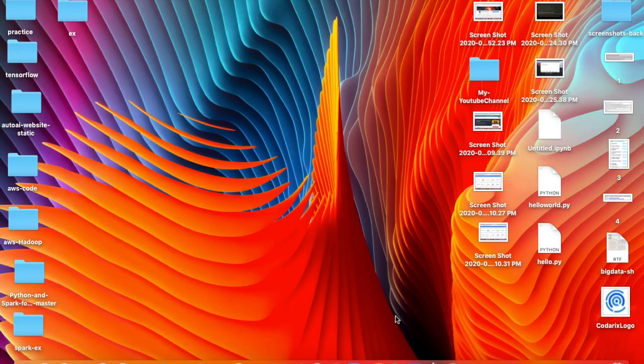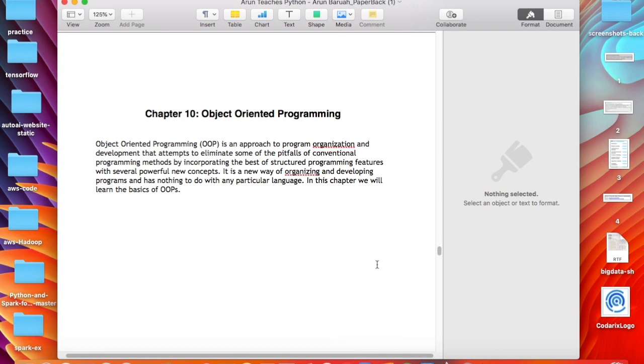Today we will start a new chapter, Object Oriented Programming System. Okay, this will be a theory session and I will directly explain from my book. This is the e-copy of my book, Object Oriented Programming System. Okay, now what is Object Oriented Programming System?